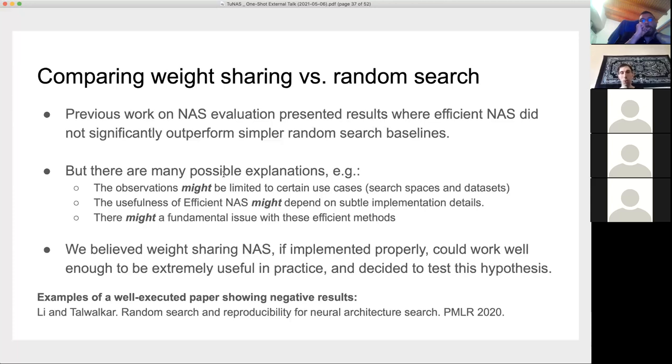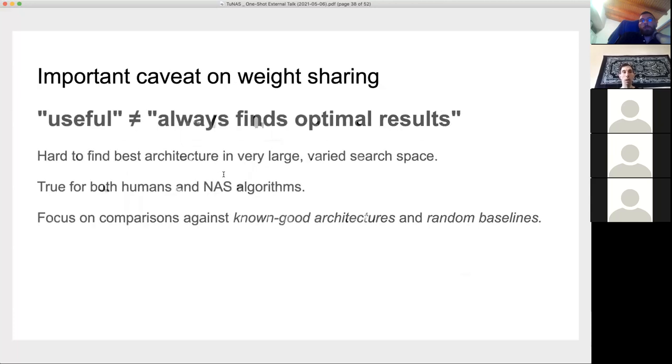So really one of the starting points for this work was the belief that weight sharing NAS, if we implemented it properly, could work well enough to be useful in practice. And a lot of the early work that we did was actually just trying to test this hypothesis. A few of the things that we did early on were very much centered around this.